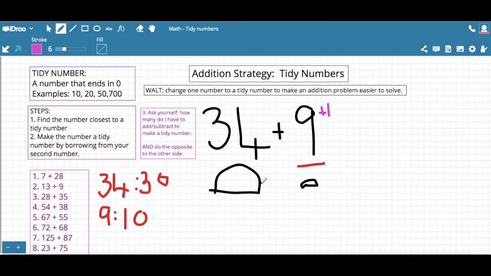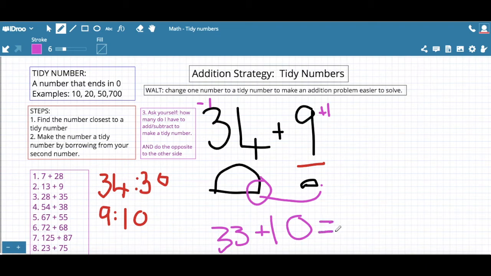If we're adding 1, what we're doing is taking away 1 from this side and giving it over here. So we have to do the opposite on the other side, okay? So that's what I'm saying over here. First step is you ask yourself, how many do I have to add or subtract to make a tidy number? And then you have to do the opposite to the other side. So our new problem is 34 take away 1, which is 33, and then 9 plus 1, which is 10.